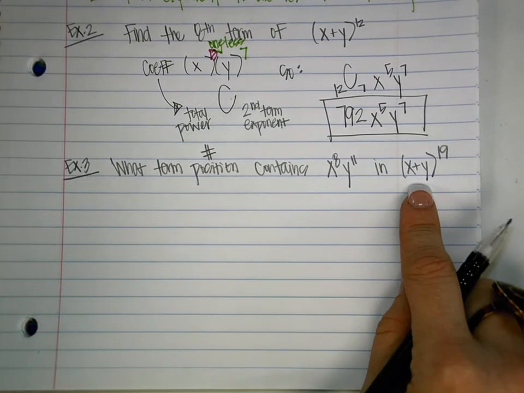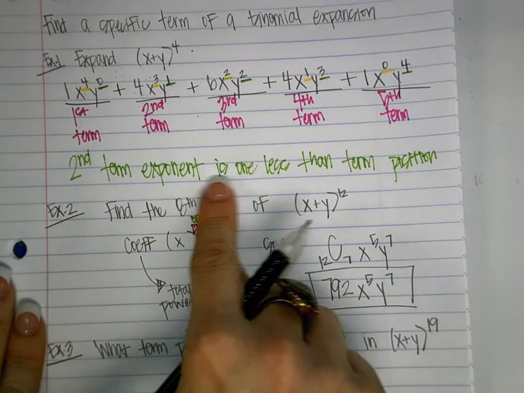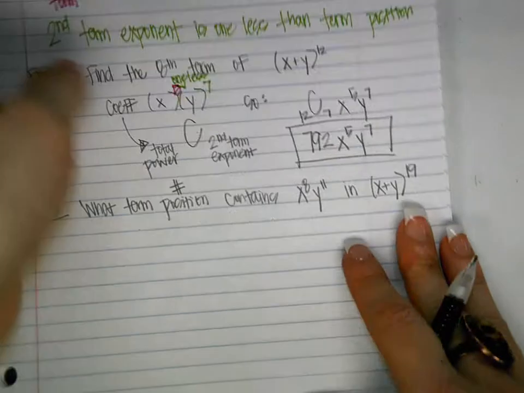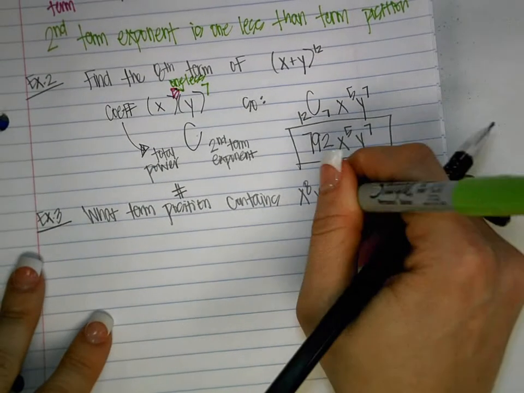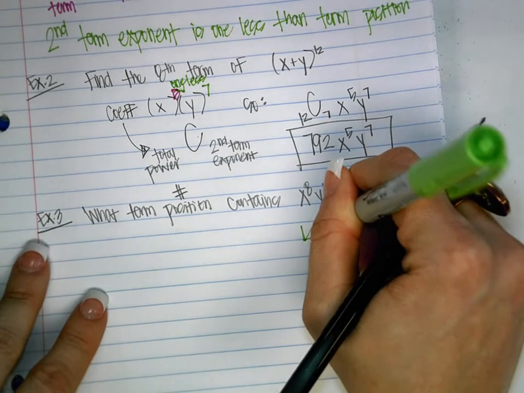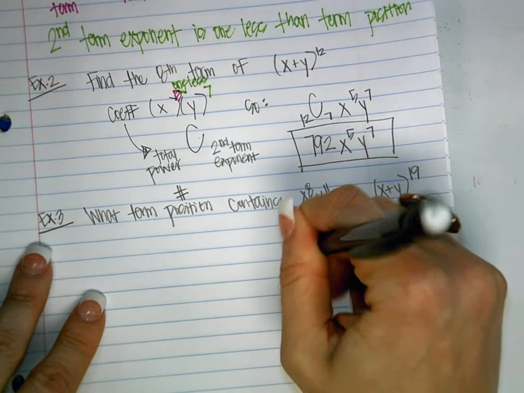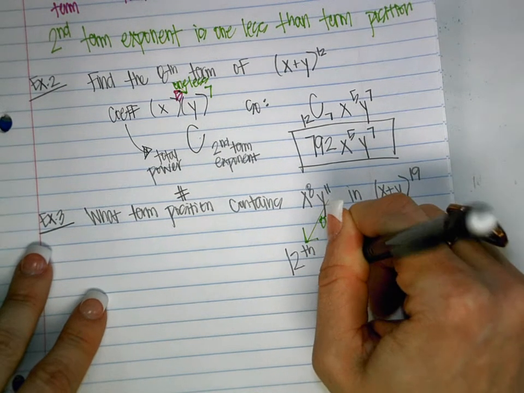Any ideas? How am I going to go about doing that? What did I just say here? The second term exponent is 1 less than the term position. So to find the term position, what would I do? Add 1. It is 1 more, so which term number would it be? The 12th term. That is your answer.